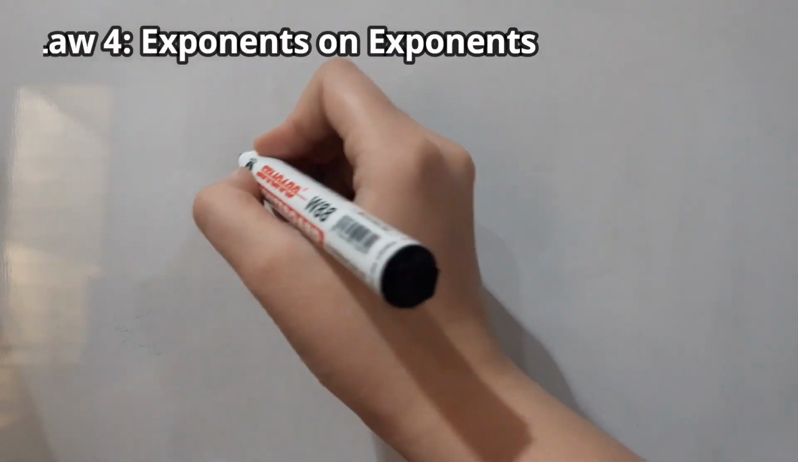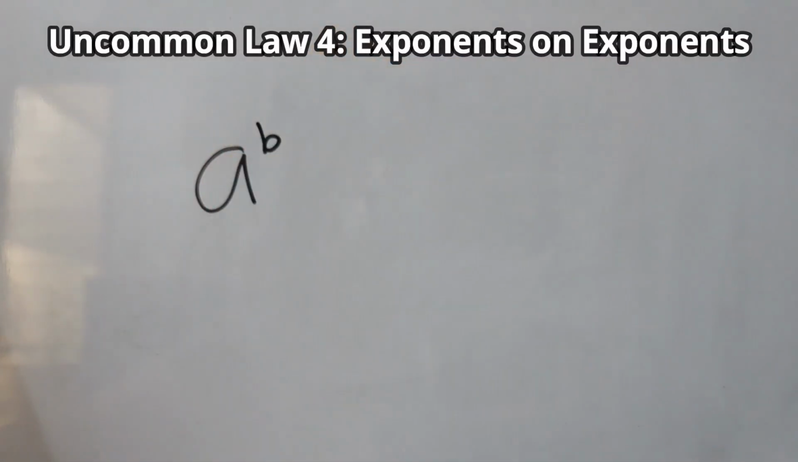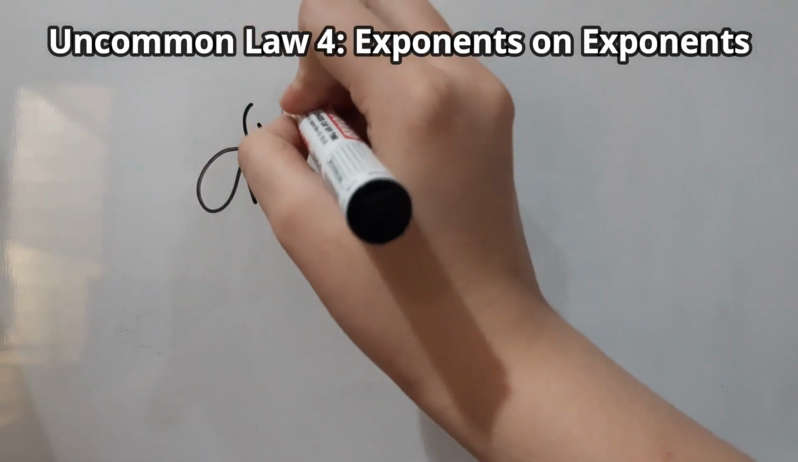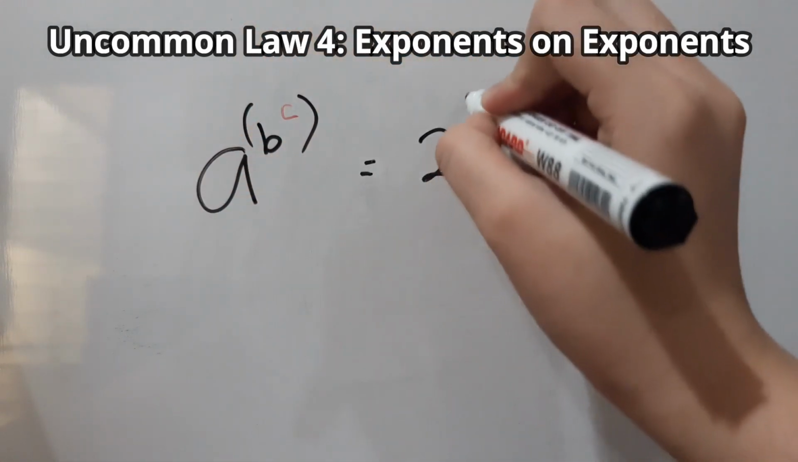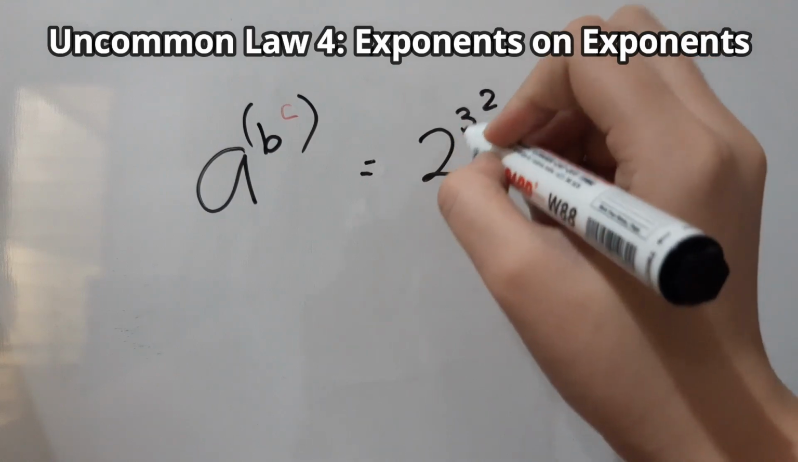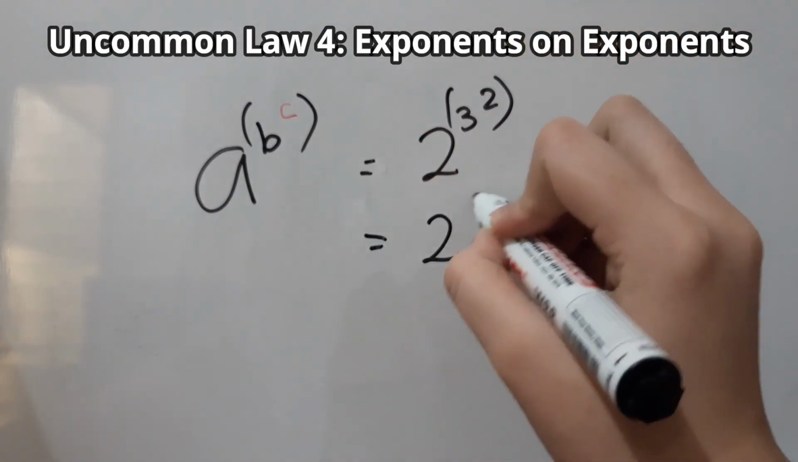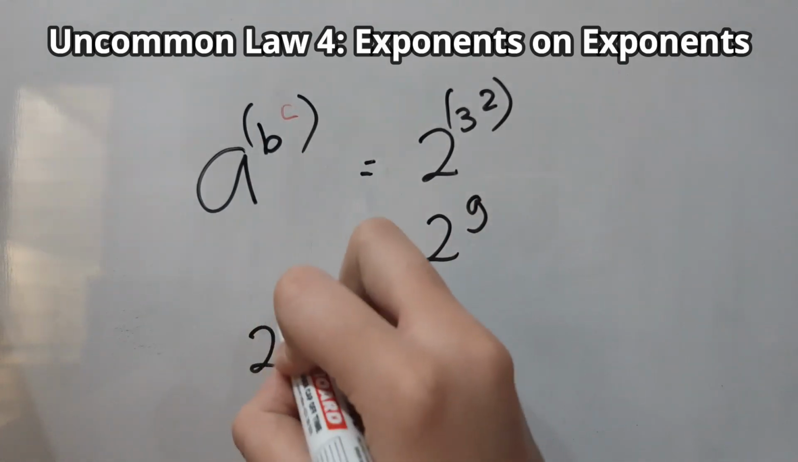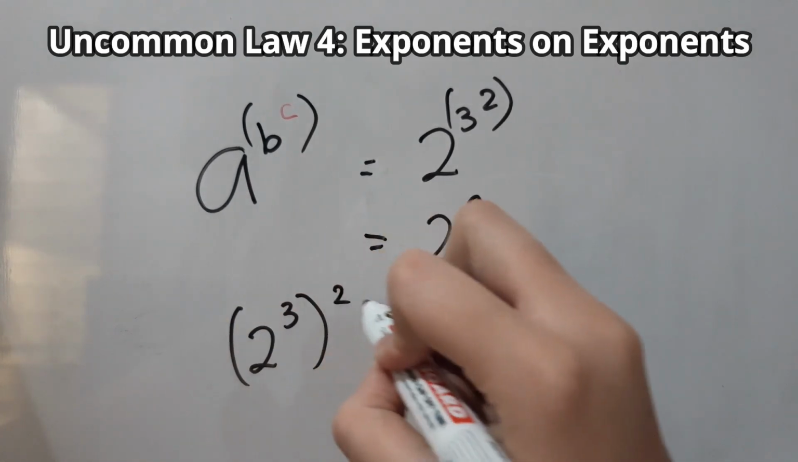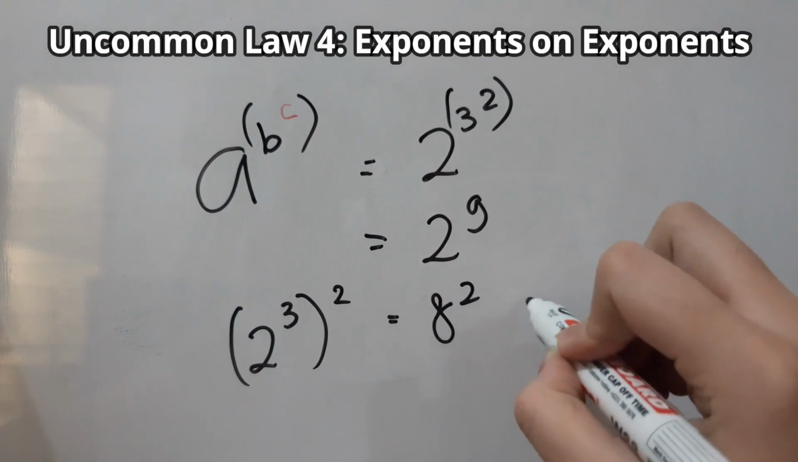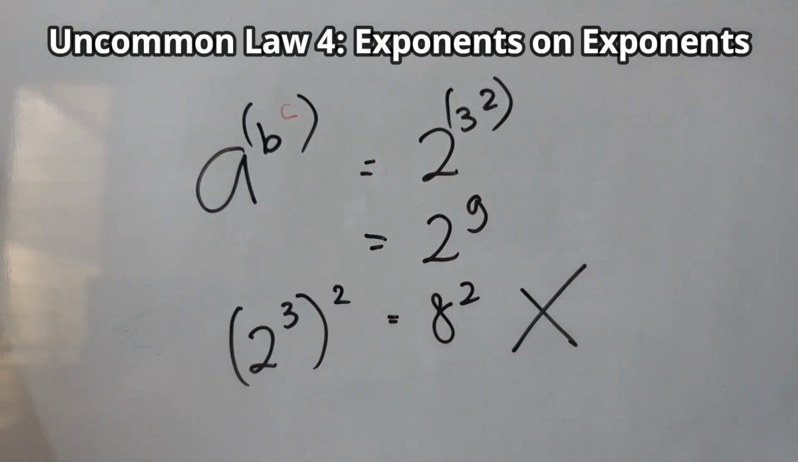The last uncommon thing to see is an exponent on an exponent. In these cases, you should solve the furthest exponent first, like when you have 2 to the power of 3 to the power of 2. Then evaluate 3 to the power of 2 first, granting you 2 to the power of 9. It shouldn't be confused by cubing the base first because that will give you 8 to the power of 2, which is not what we're looking for.